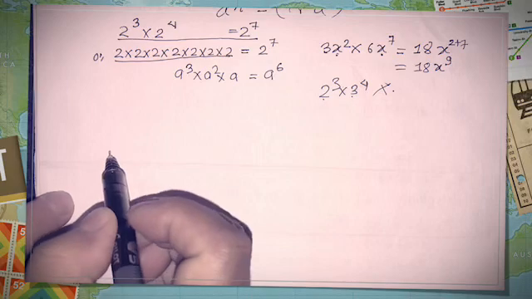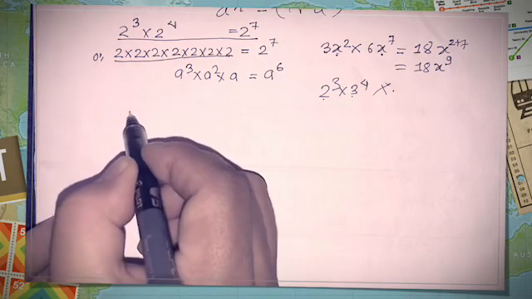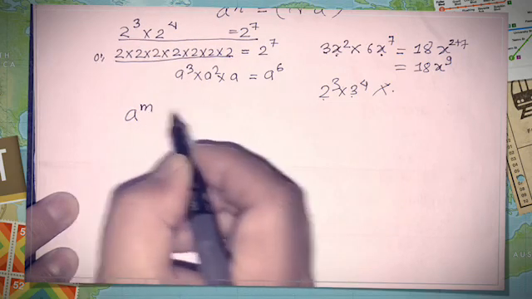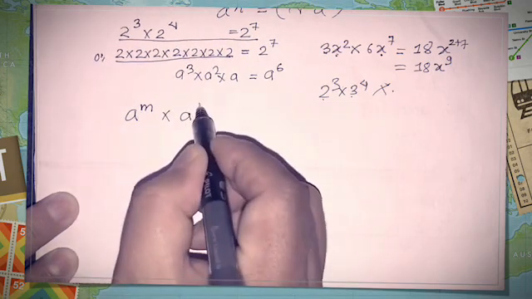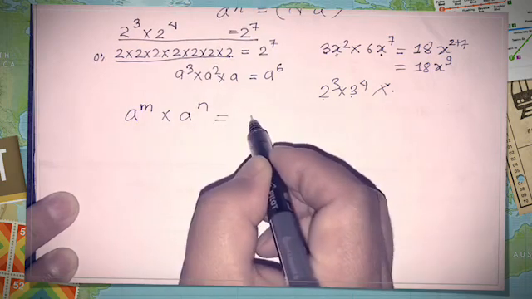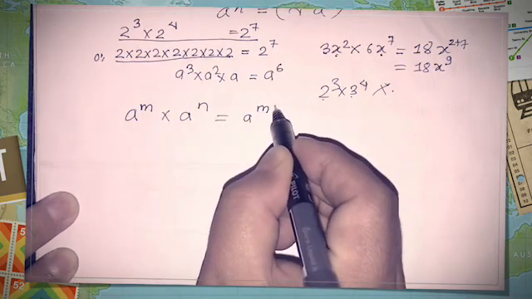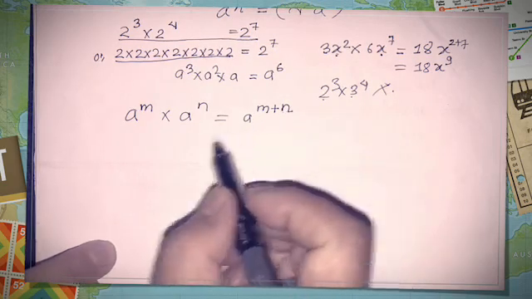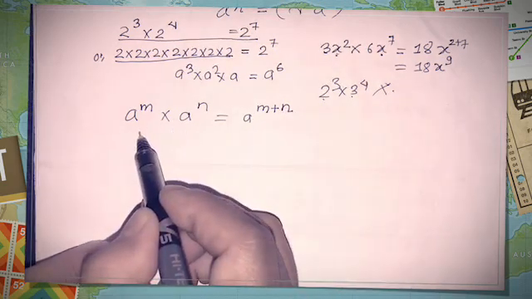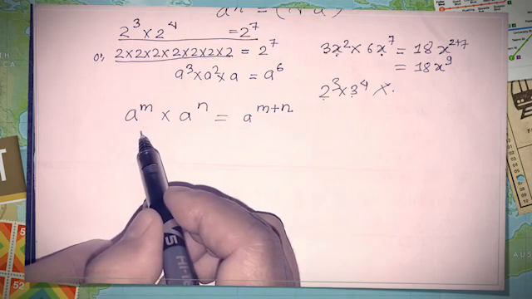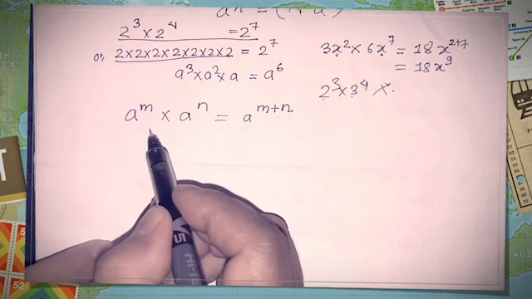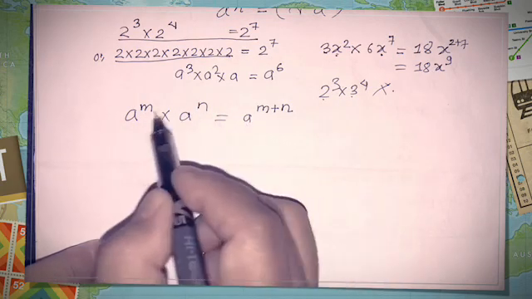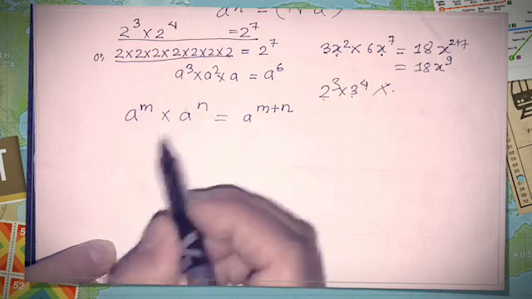From these discussions we can generalize: a to the power m multiplied by a to the power n equals a to the power m plus n. Okay, so this is known as the formula for the law of multiplying indices. Although it is multiplying indices, the powers are added. Students should be careful about it.